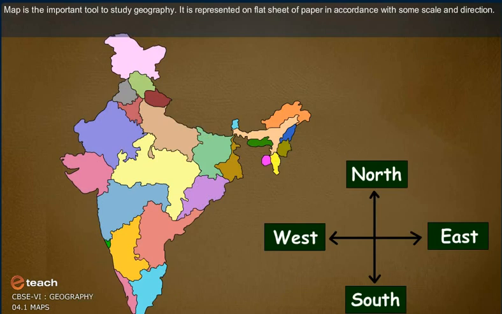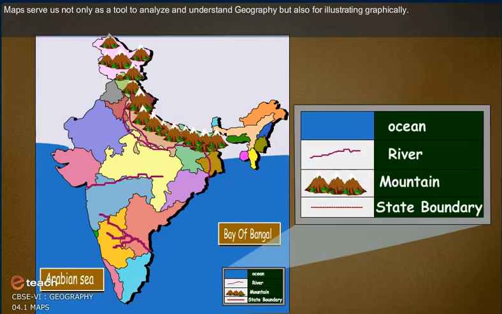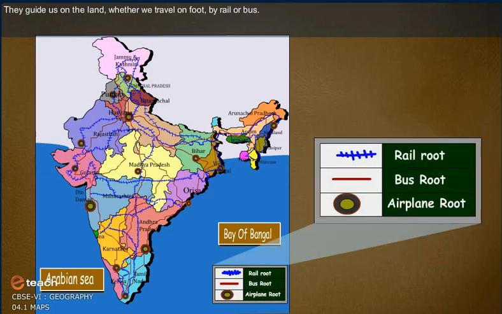Map is an important tool to study geography. It is represented on a flat sheet of paper in coordinates with some scale and direction. Maps serve us not only as a tool to analyze and understand geography, but also for illustrating geography. They guide us on the land whether we travel on foot, by rail or bus. Town planners also require maps.